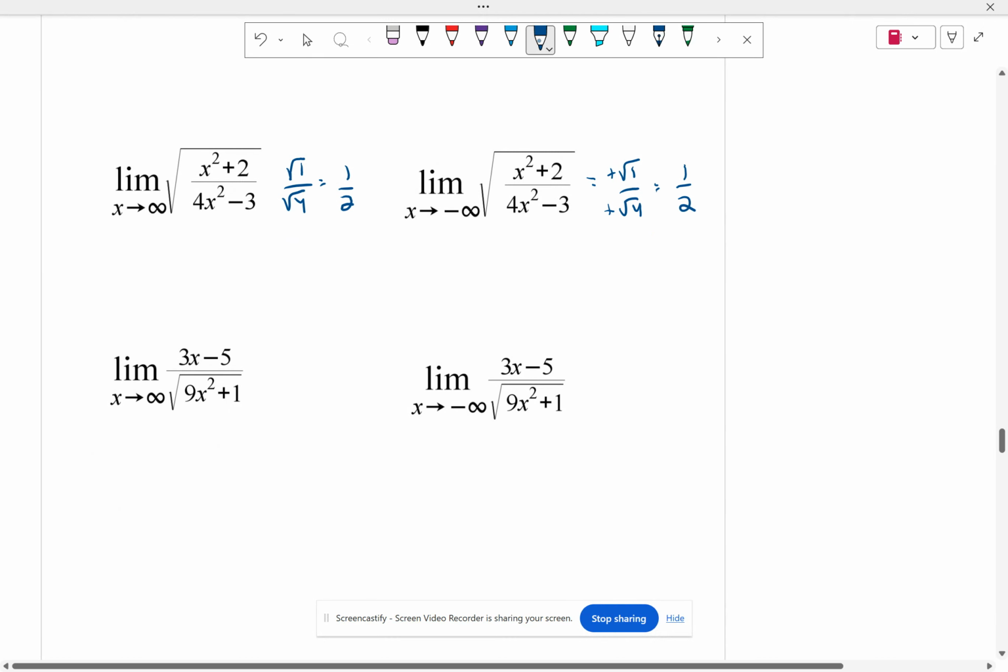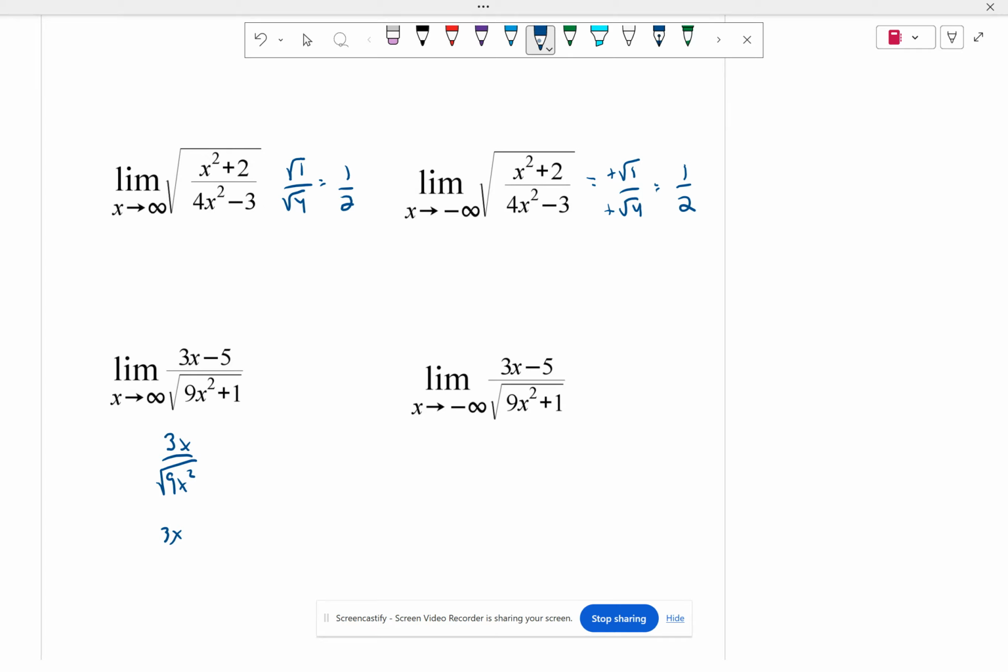If we look at this one, the degree on the top and bottom are actually the same. Again, as x goes to infinity, the -5 doesn't really change anything. The square root of 9x squared, as x goes to infinity, grows at the rate of 3x. And again, we can just take the ratio of the leading coefficients. The top coefficient is 3. The bottom one is the square root of 9, which is 3, and 3 over 3 is 1.